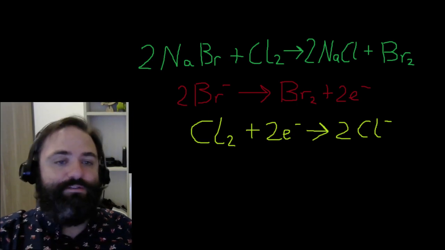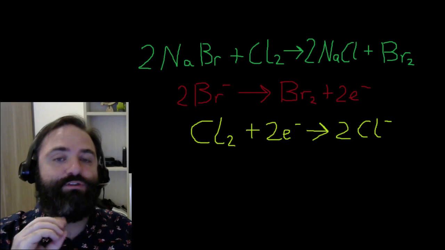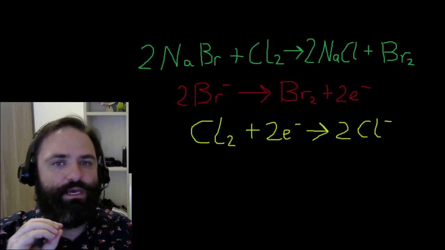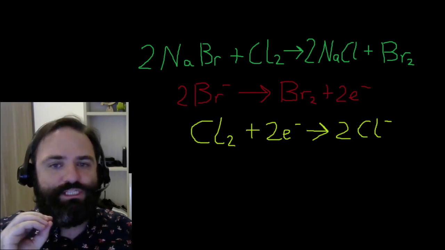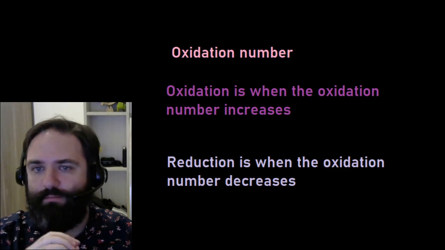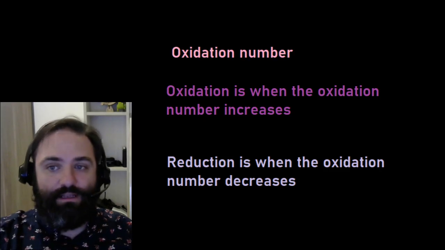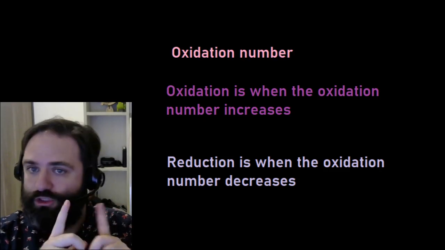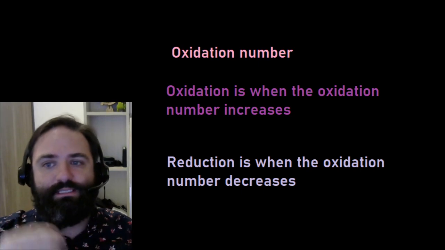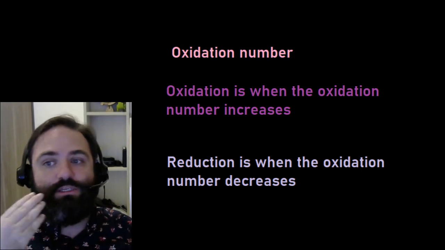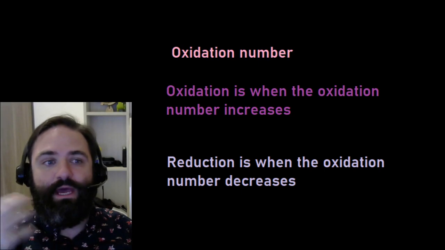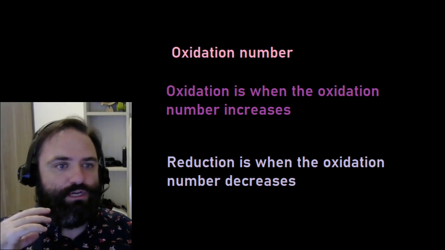For the third definition of reduction and oxidation, we have to introduce a new concept. This is called the oxidation state or the oxidation number. This is a value that is not the same as charge. It's not the same thing as charge. It's separate from charge. We assign this value to an atom in order to keep track of the redox reactions.